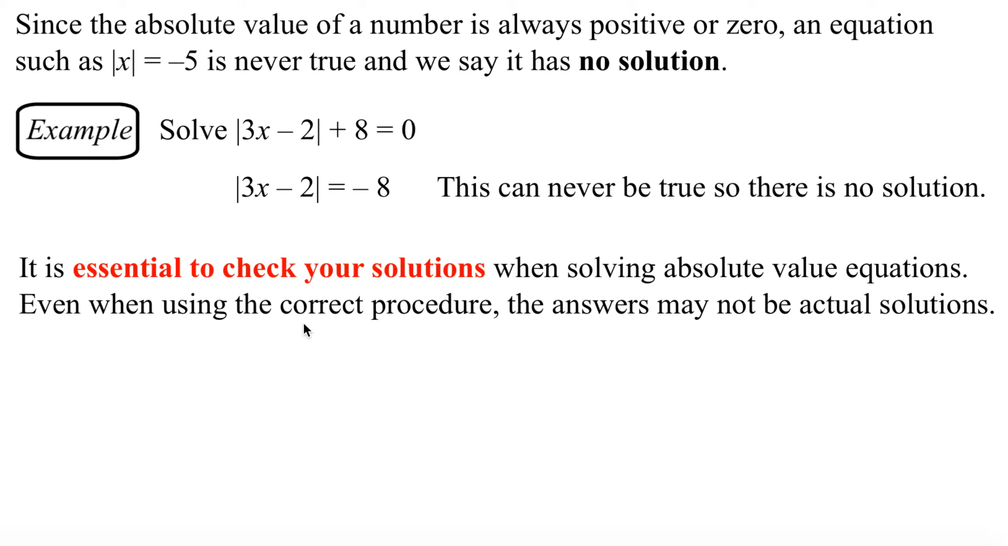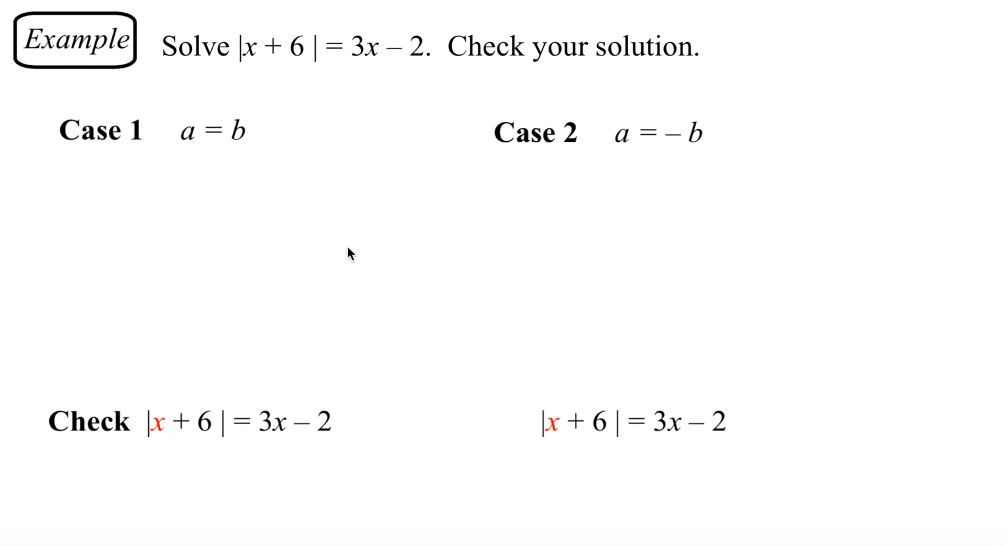So it's essential to check your solutions when solving absolute value equations. Even when we use the right procedure, the answers may not be actual solutions. We saw that in that last slide. That negative number was not true. So let's take a look at another example. It says to solve this, check our solution. Case 1 and case 2.